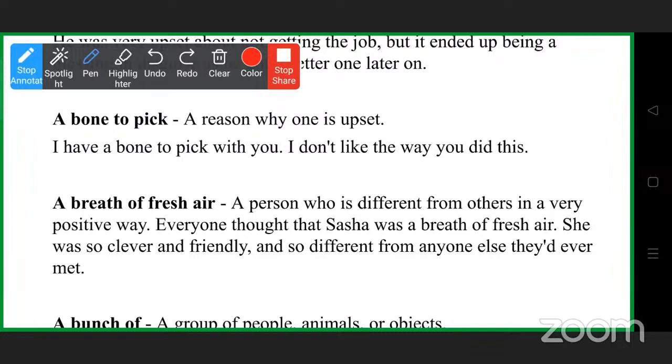A breath of fresh air means a person who is always a positive flame for people, a positive enlightenment, a positive stick for the people so that they can use it to have their balance in life. So everyone thought that Sasha was a breath of fresh air. Everyone thought that. She was so clever and friendly and so different from anyone else they had ever met.